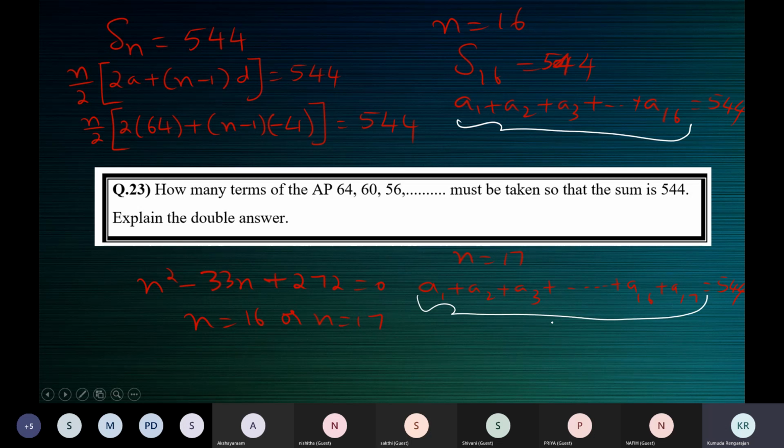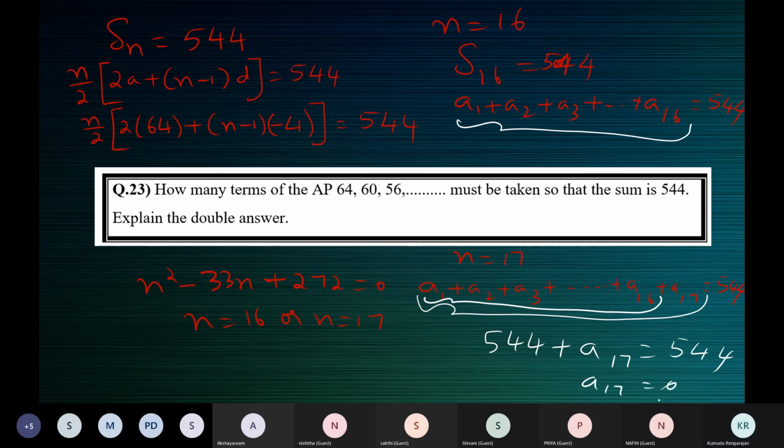That is, S16 is 544 is true, and S17 is also 544 is true. How can the sum of the first 16 terms be 544 and the sum of the first 17 terms also be 544? Now substitute, children. From here to here, what is the sum? 544. So 544 plus A17 is equal to 544. So that means the 17th term is 0. This is possible because the 17th term is 0.